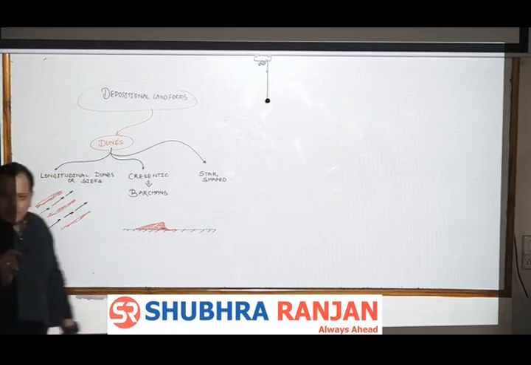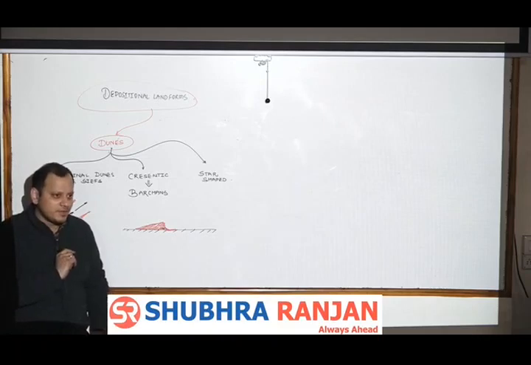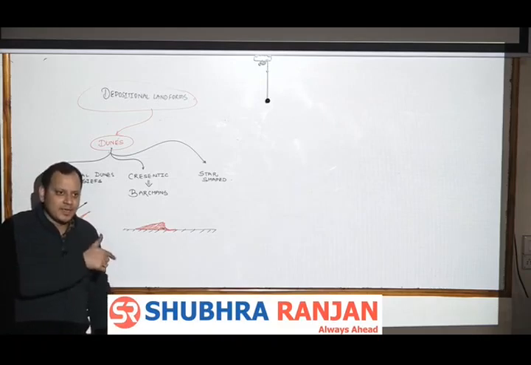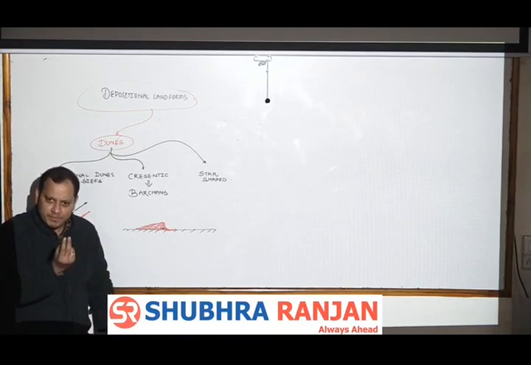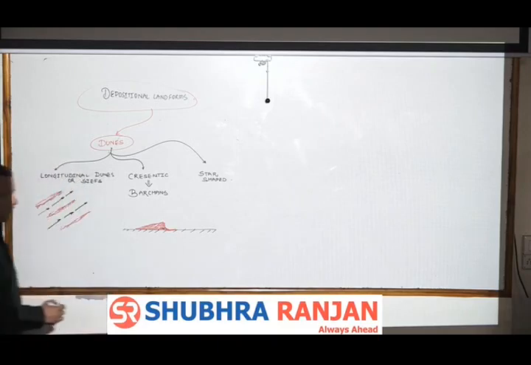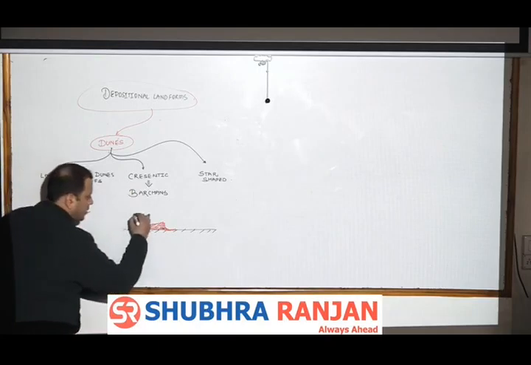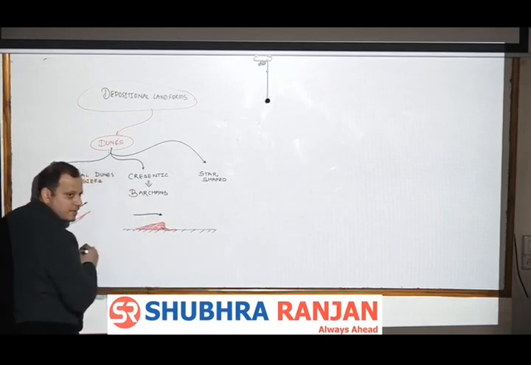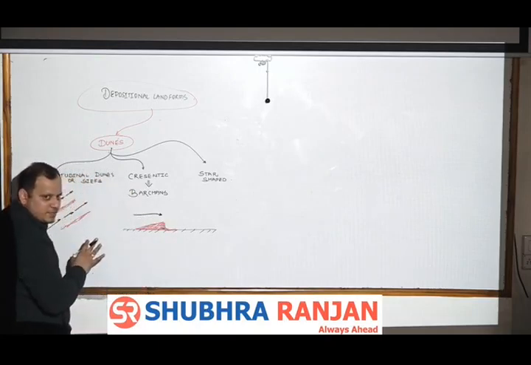Is it not similar to the formation of Roche moutonnée? The only difference is there it was a glacier, here it is sand. The physics base is the same. So these dunes which are perpendicular to the wind direction, because the wind direction is like this, are known as barchans. Getting it?